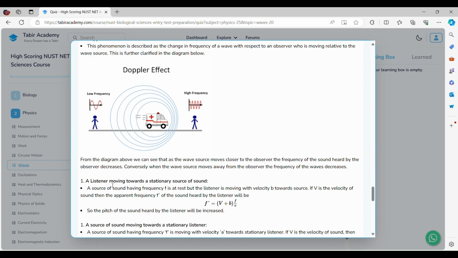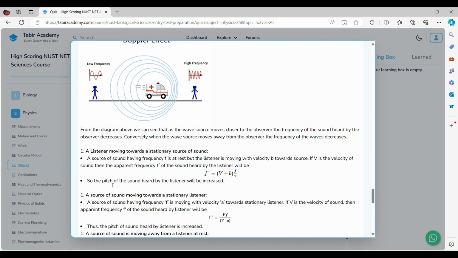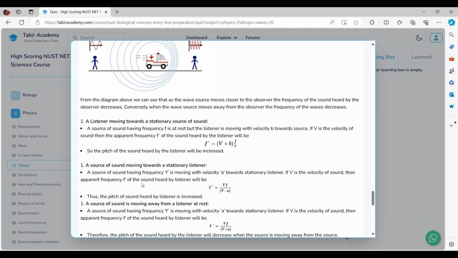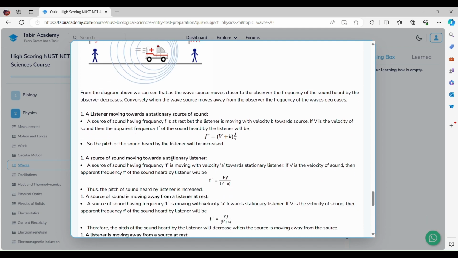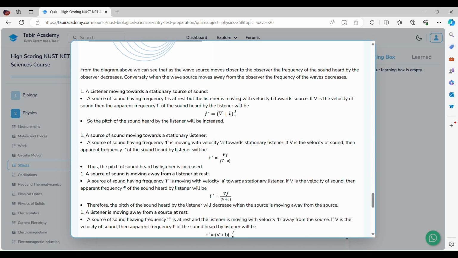A listener moving towards a stationary source of sound. A source of sound having frequency f is at rest, but the listener is moving with velocity v towards the source. If v is the velocity of sound, then the apparent frequency f of the sound heard by the listener will be f equals (v plus b) multiplied by f over v. So the pitch of the sound heard by the listener will be increased.